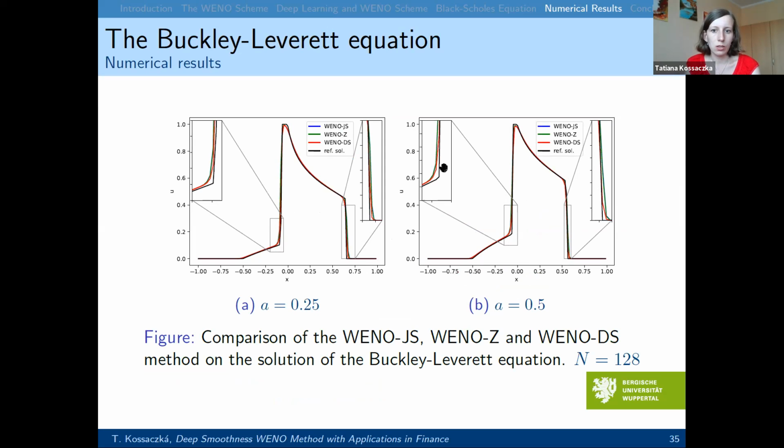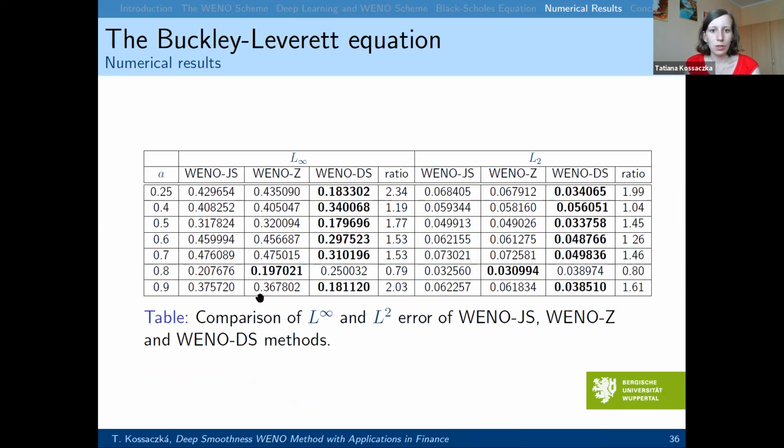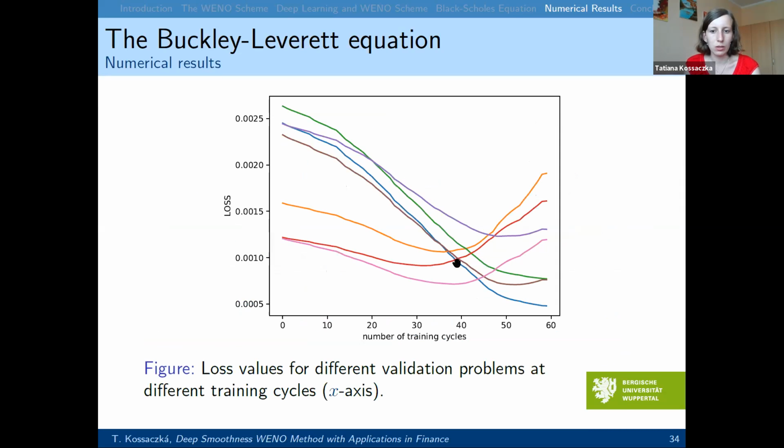It is able to better capture the shocks. And if you look at the error, we can see that WENO-DF, our method, is smaller in almost all of the cases. In this one case, it's bigger, but this may be caused just by the fact that maybe somewhere here would be some line.